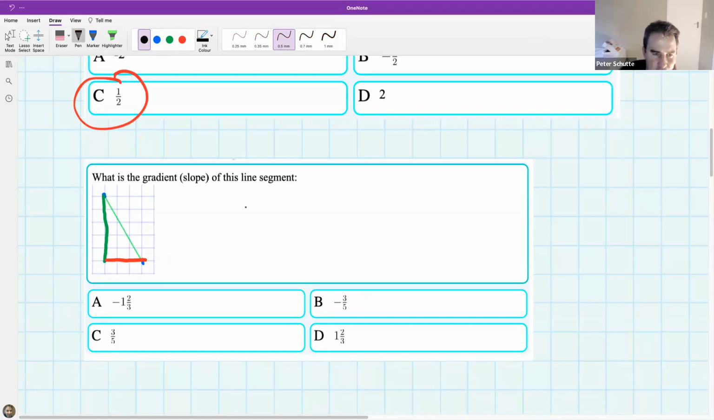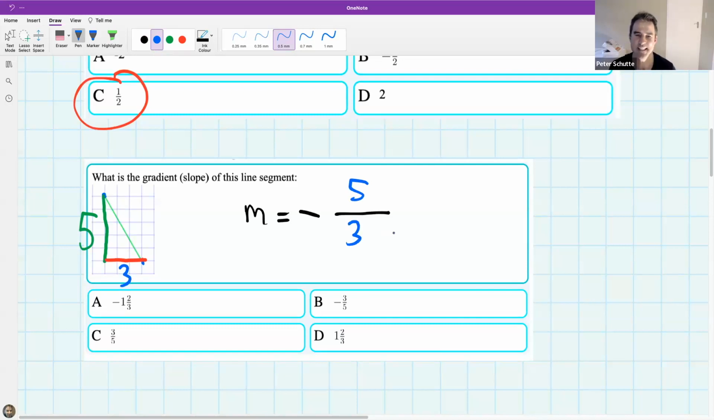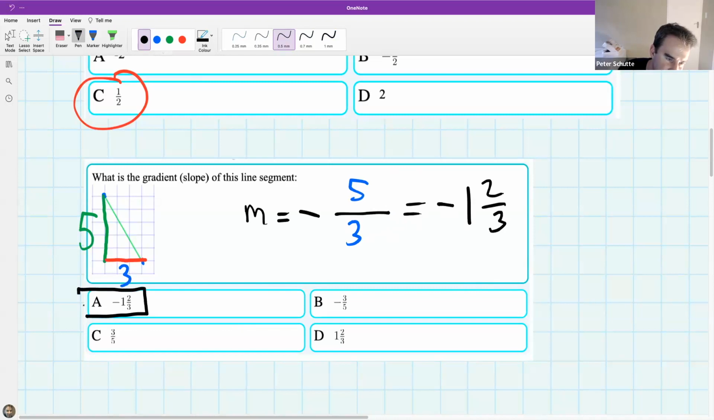So because of the direction it's going in, it feels like it has to be negative because it's going down to the right. So it's almost like it's going downhill. It's negative. But then we have to count 1, 2, 3, 4, 5. So it's going down by 5 units and it's going across by 3 units. So -5/3, but I'm not sure if there's a -5/3, there isn't, but that is an improper fraction. And so we can write it as a mixed number. So 3 goes into 5 once. And then is there an option that gives us that? Yes, it's going to be A.